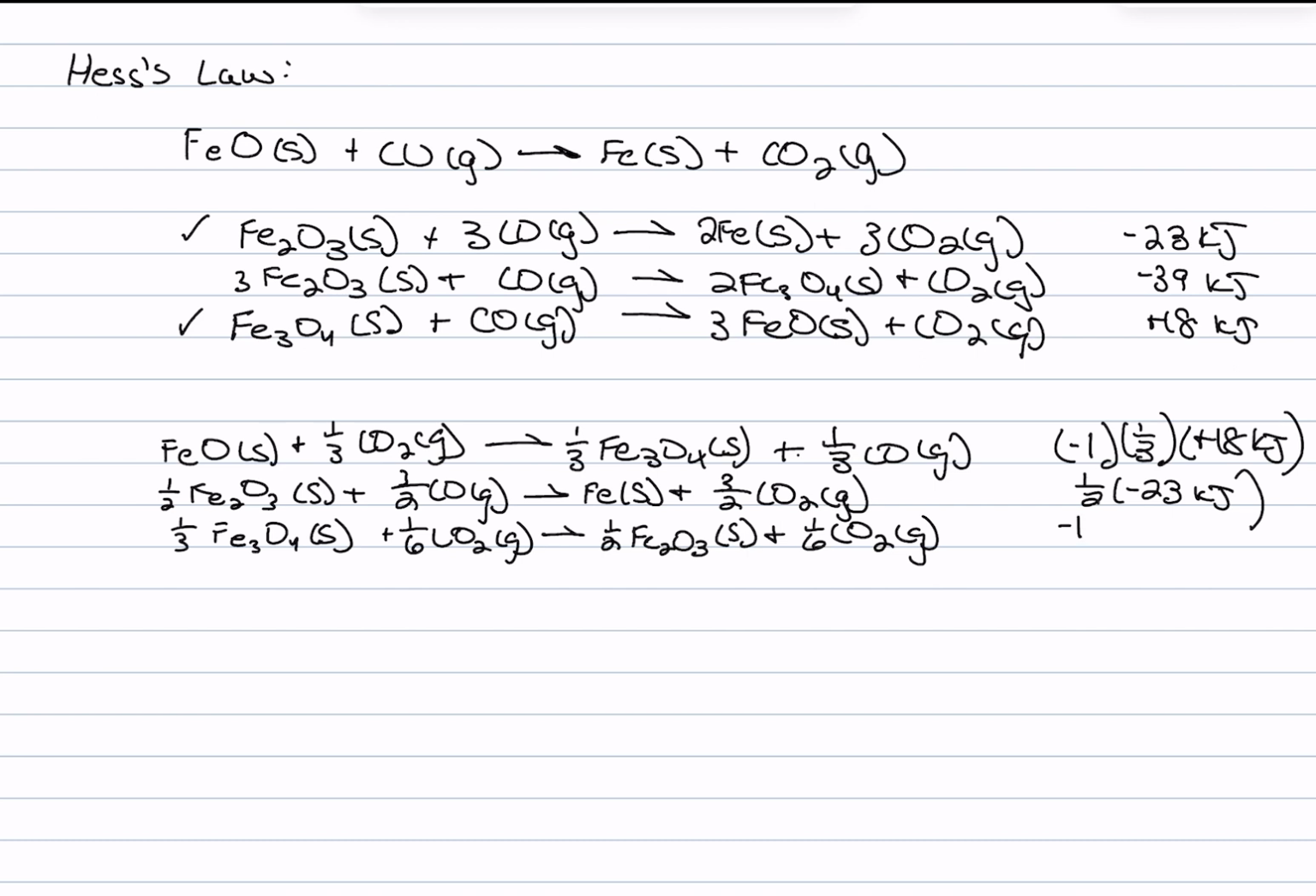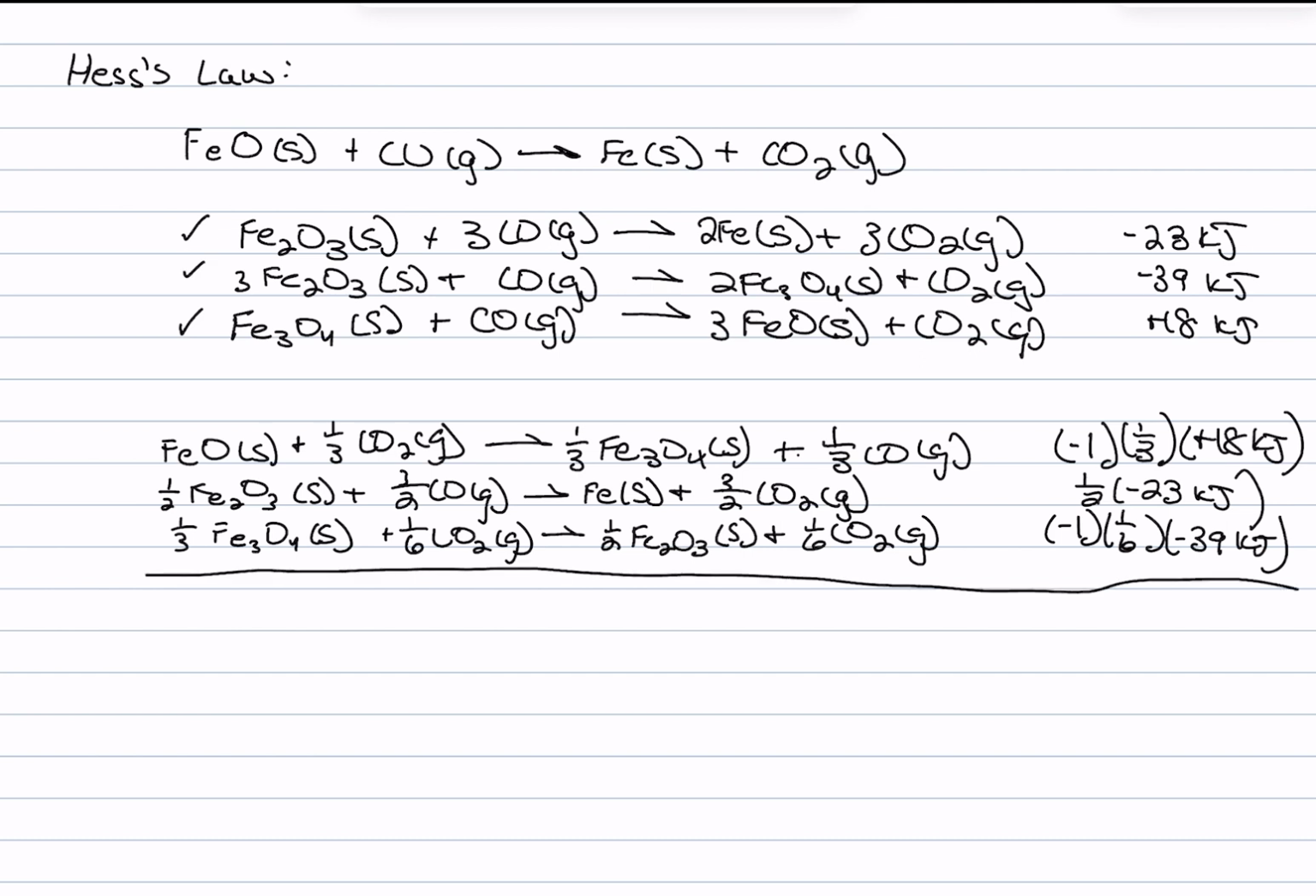So we end up with negative 1/6 times negative 39 kilojoules. And so when we end up summing everything, the 1/2 Fe2O3 solid and 1/3 Fe3O4 solid end up canceling out entirely, and the CO2 and CO simplify. So we're left with what we want. FeO solid plus CO gaseous goes to CO2 gaseous. And then we can sum each of the delta H's, and so we get negative 11 kilojoules as our final answer.